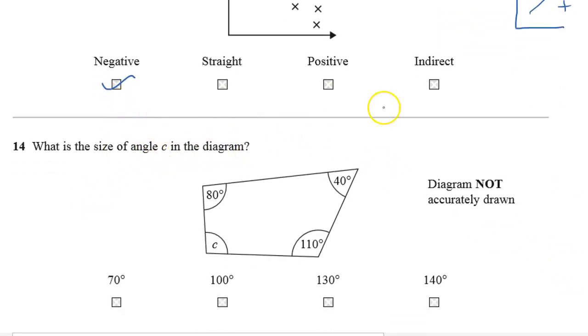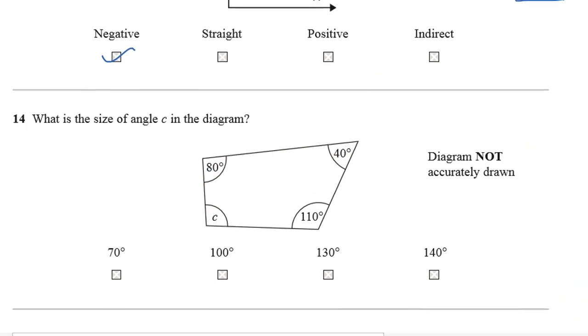What is the size of angle seen in this diagram? Now this is a polygon with the 4 sides, 1, 2, 3, 4. So it's a 4-sided. So the sum of 4-sided will be 360. If you have any doubt what the sum is, you divide it into triangles. Let me divide it into these 2 triangles. I'm not asking how many triangles are there, then you start dividing.